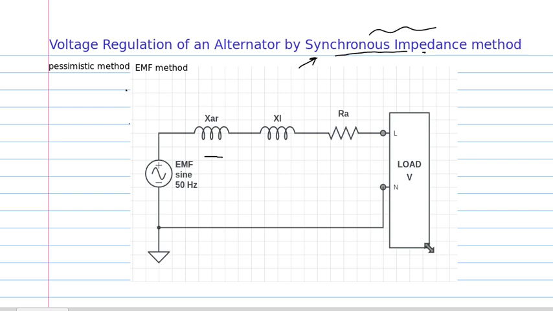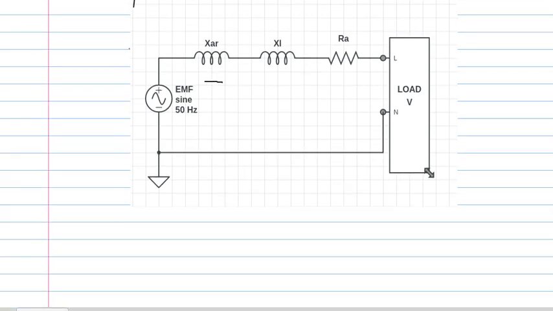This method is also known as the pessimistic method, or it is also called the EMF method. Now the first question has arisen: what do you mean by voltage regulation? The voltage regulation is generally denoted by VR, or we can just say the regulation. First of all, what do you mean by regulation?